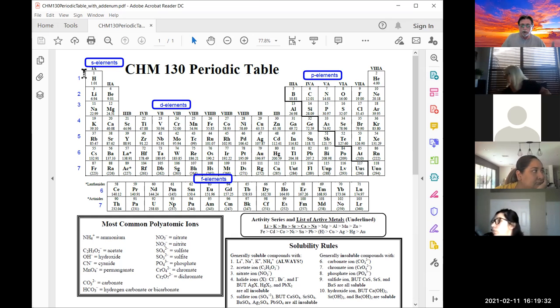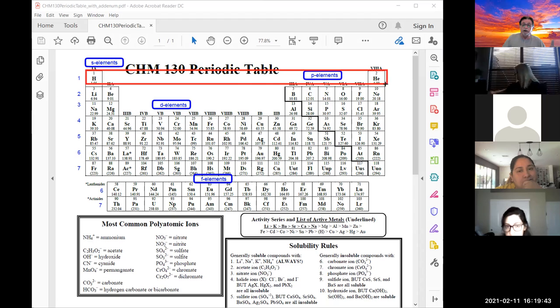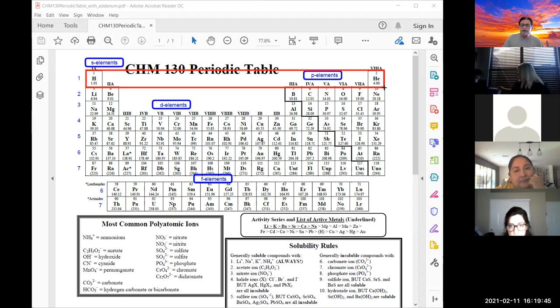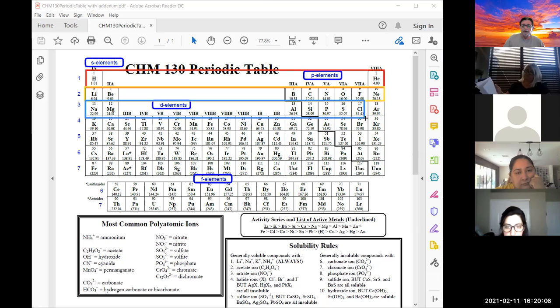And so we got 1, which goes across. Let me highlight this to make sure we're all on the same page. Period 1 encompasses hydrogen and helium, okay? Period 2 starts with lithium, far left, and goes all the way across to neon. I'll do one more just to further demonstrate. We'll make this blue color. Period 3 starts with sodium, number 11, and goes all the way across to argon, okay?